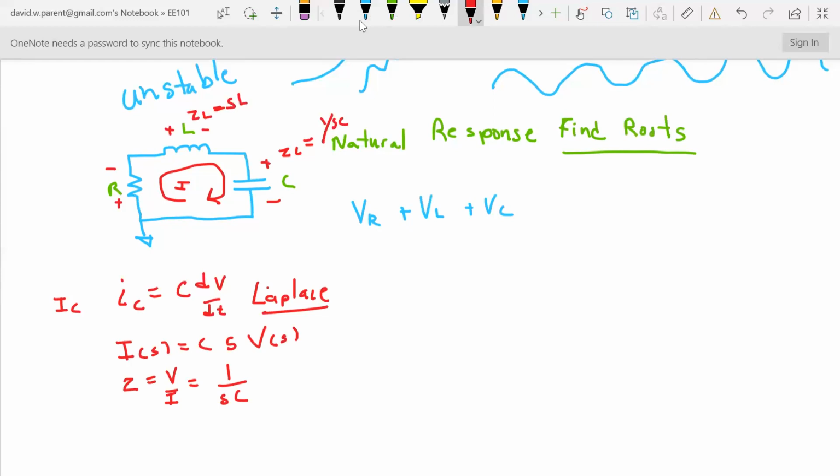It's all in terms of time. It's just too hard to write out. Or I take the Laplace transform of the derivative, and then I make everything capital: I as a function of S, V as a function of S, C, and then S. When you take the derivative of something, you just multiply it by S. Then I solve for Z, which is like resistance, right? V divided by I, and it's 1 over SC.